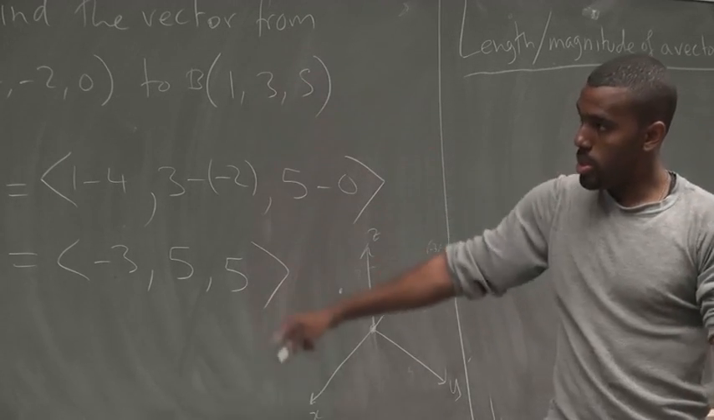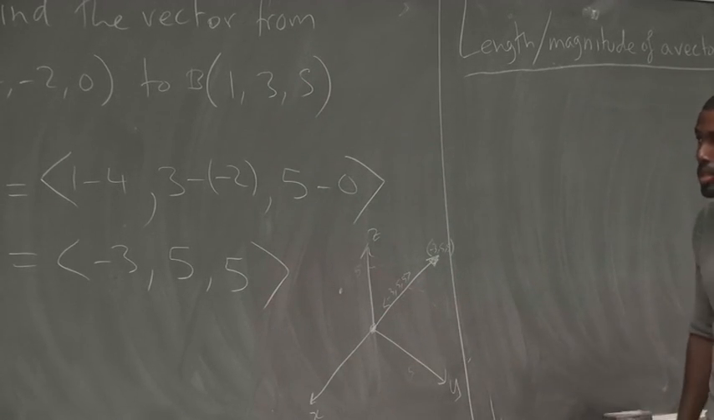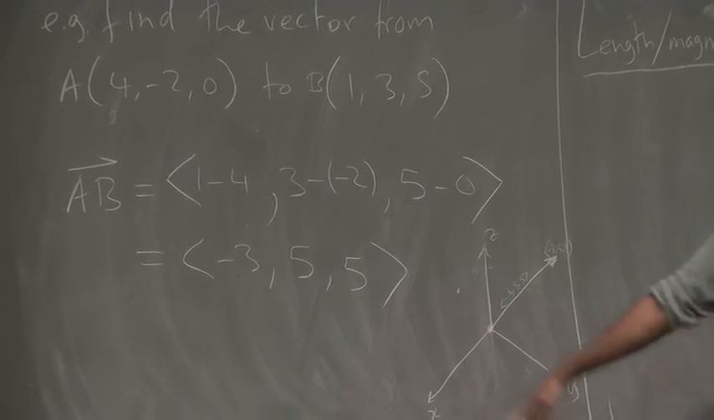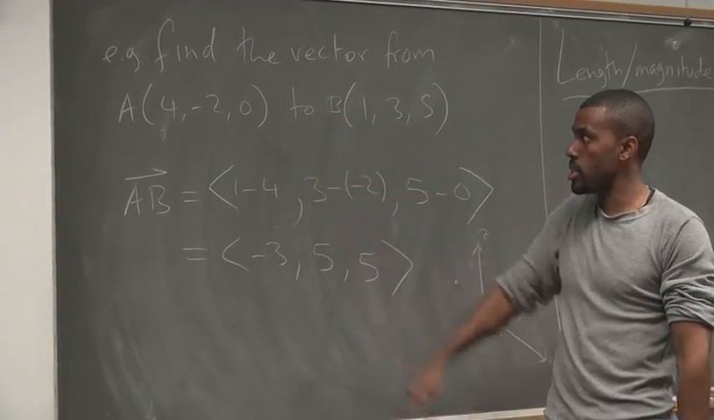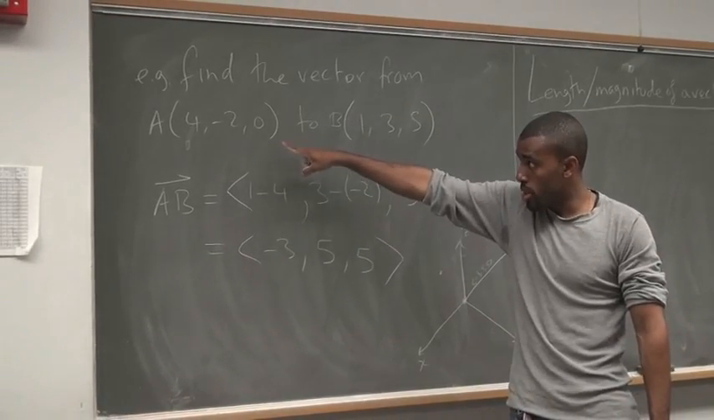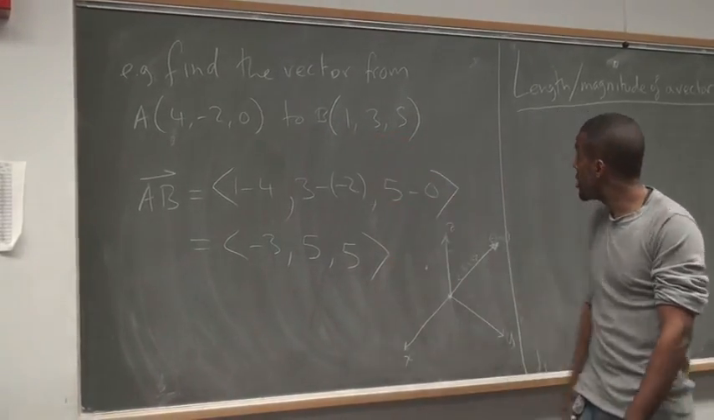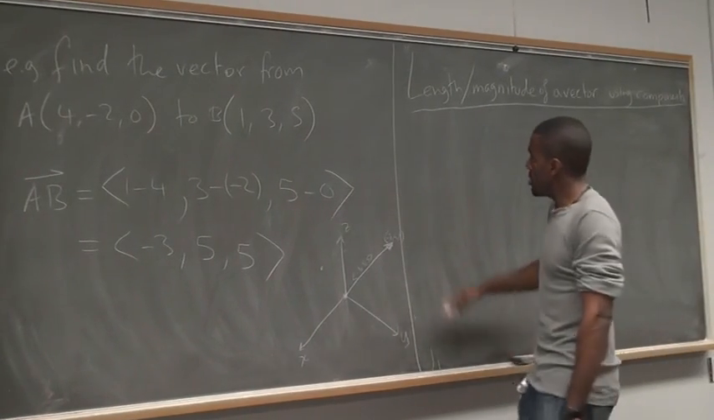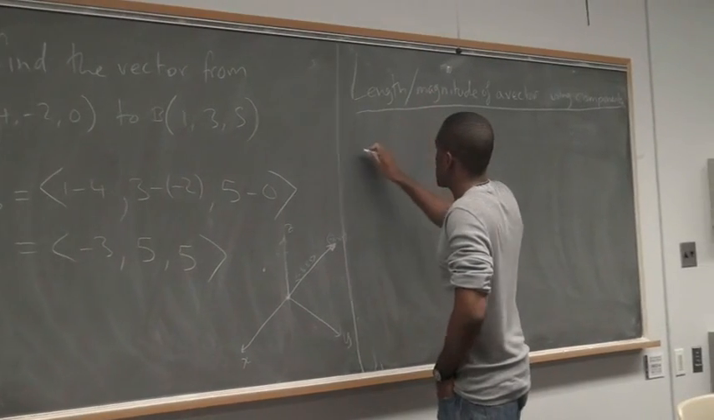So given 2 points, you can find the vector that connects the 2 points. And you can make sure it goes in the right direction by making sure you're taking the final minus the initial. This is actually the vector that will start here. If you put its initial point there, its final point will be here. So that's nice. Next thing we need to do is the length of a vector.